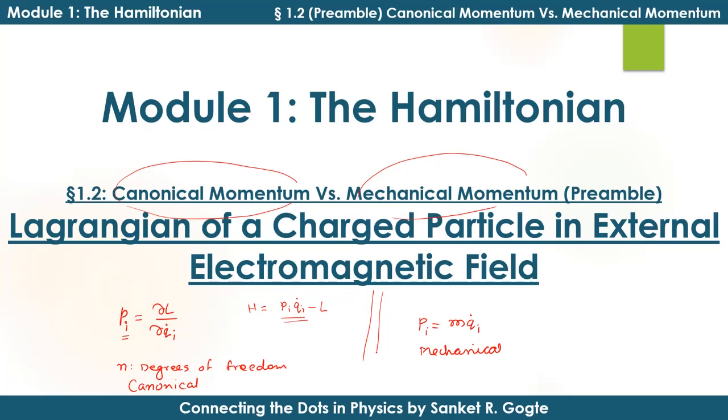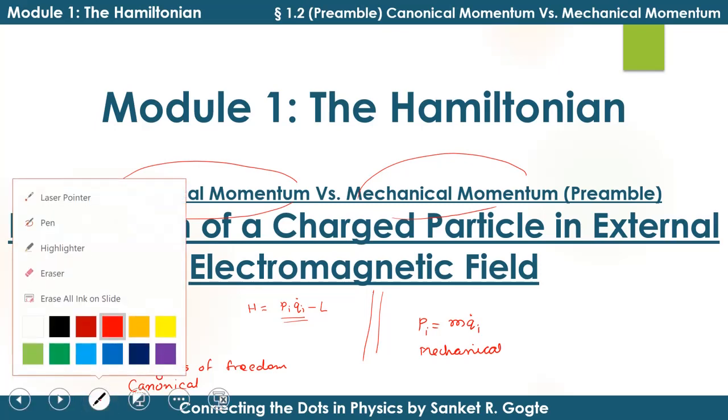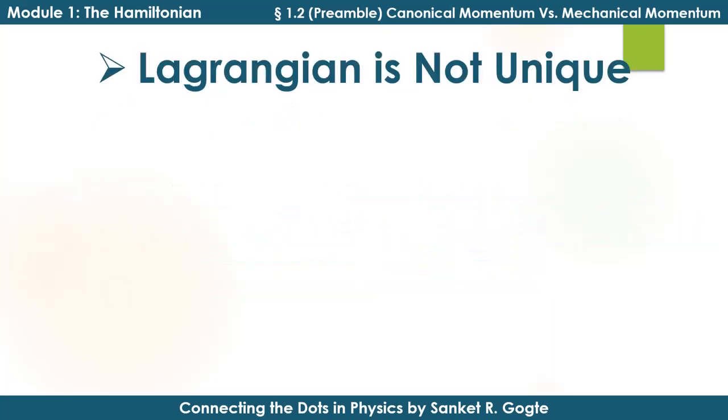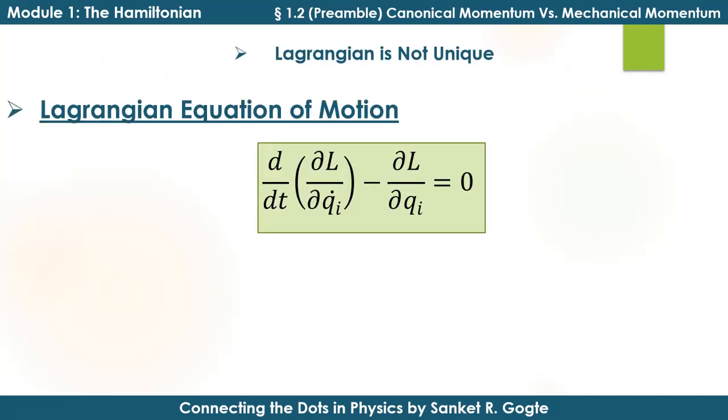So before we begin directly with the topic, I want to derive the Lagrangian of a particle which is moving in an electromagnetic field. Let's first note that the Lagrangian for a system is not unique. A system can have different Lagrangians. Some transformation can be made in a given Lagrangian, and that also can be one of the Lagrangians for the system. So this is the Lagrangian equation of motion.